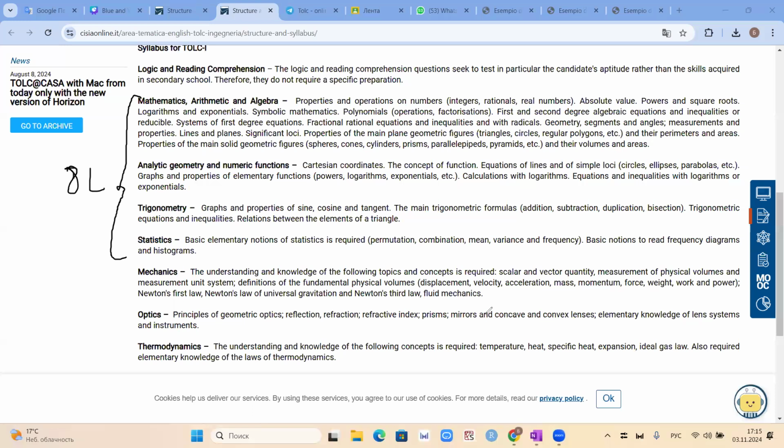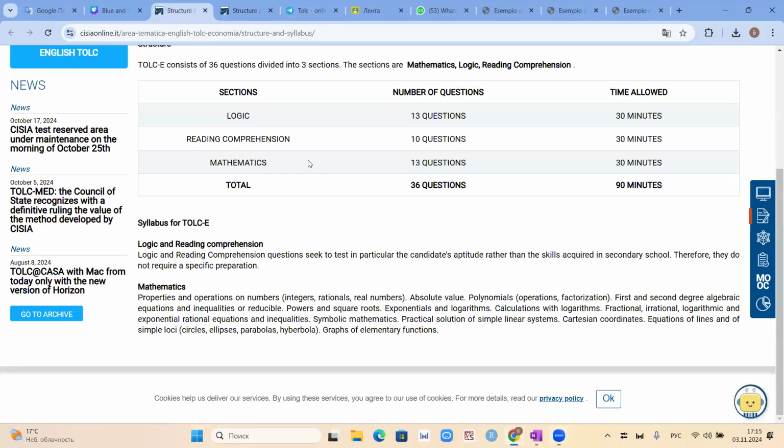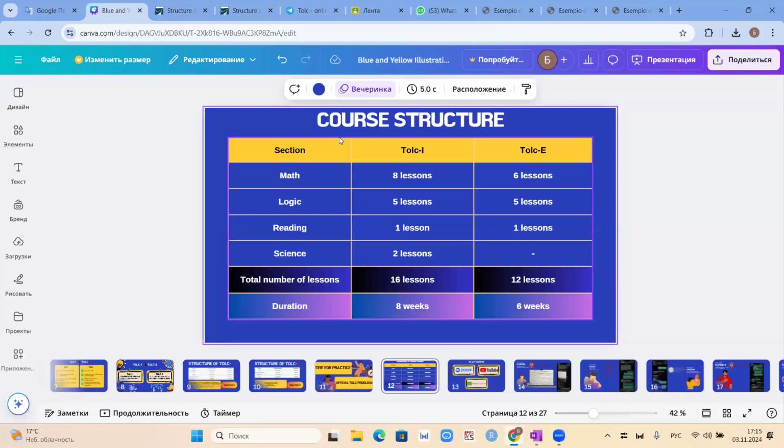In TOLC-E, there are 6 lessons. Let me go back to TOLC-E. The math part is much smaller, and in the 6 lessons we can easily cover all these topics. Then there is logic. For logic, you'll have the same number of lessons, 5.